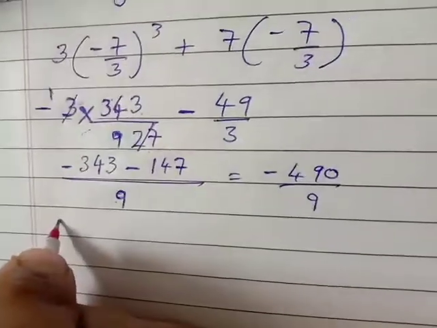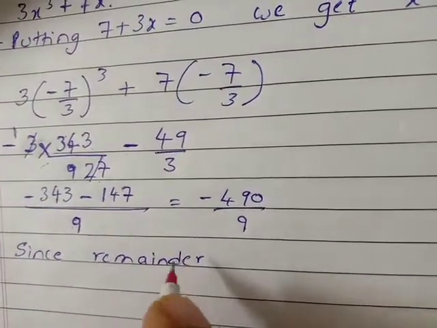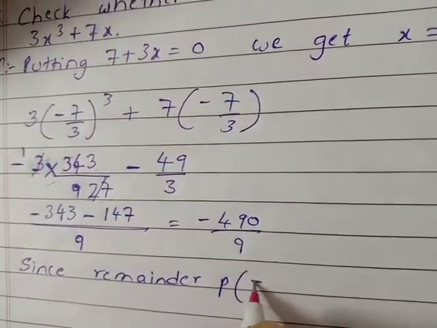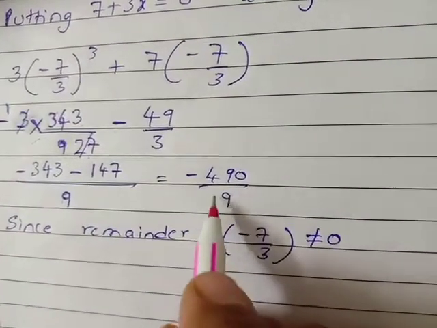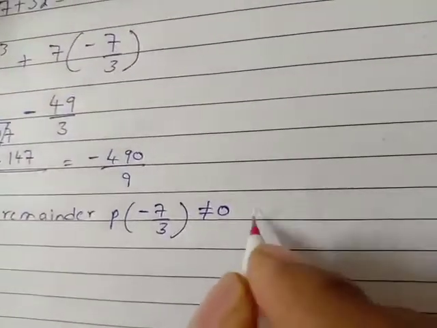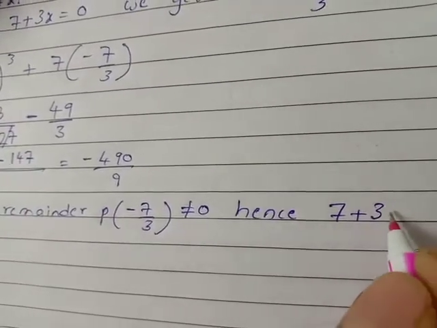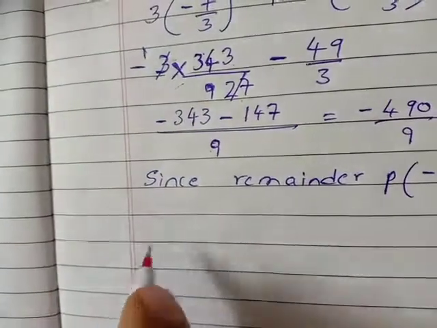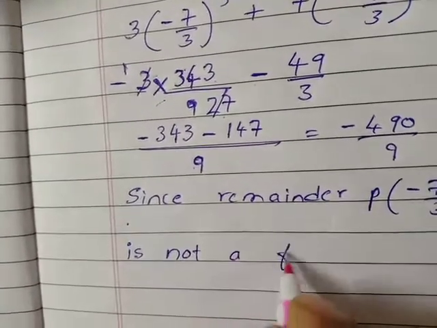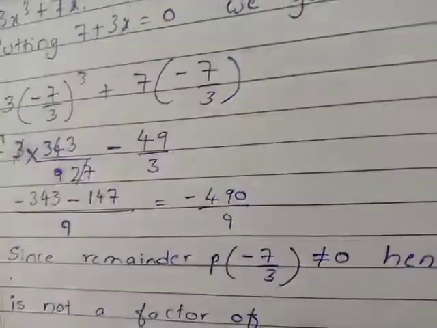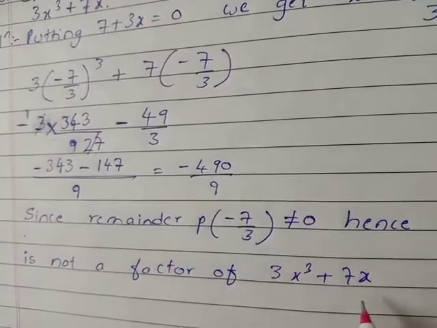How will we write this now? Since the remainder p of minus 7 by 3 is not equal to 0, there is a value, it is not equal to 0. Hence 7 plus 3x is not a factor of 3x cube plus 7x. Okay.